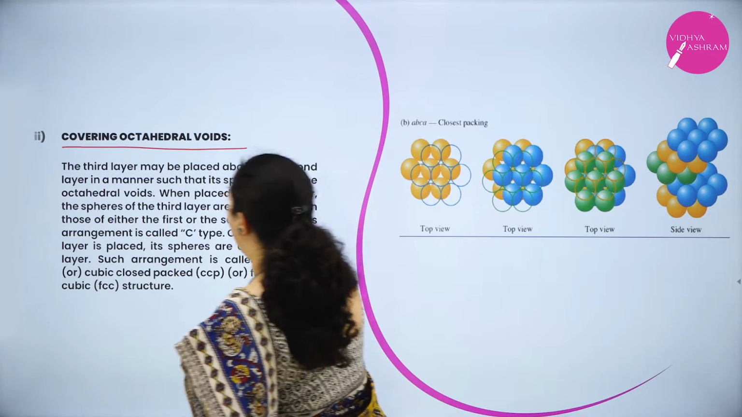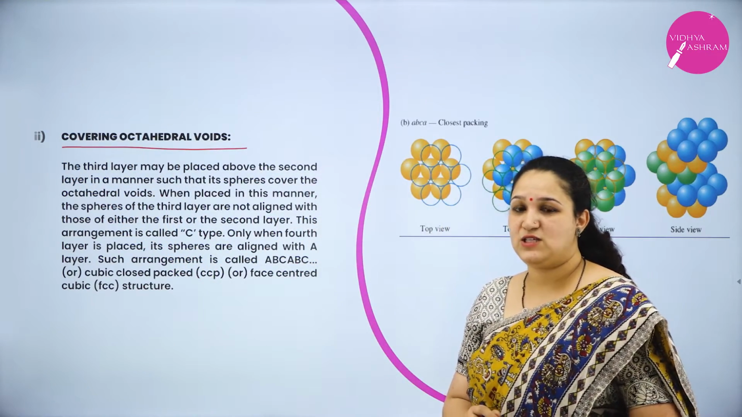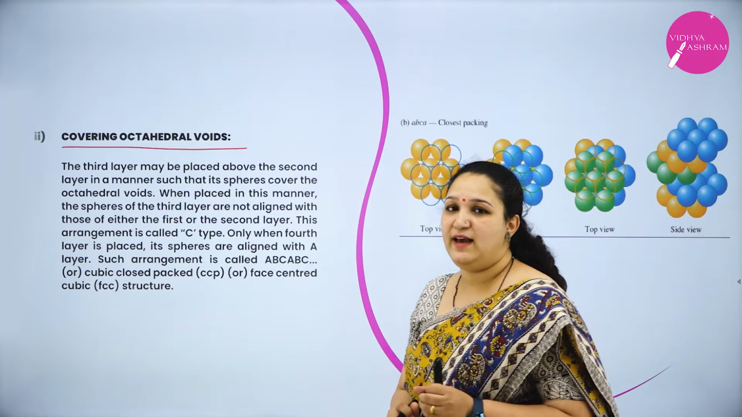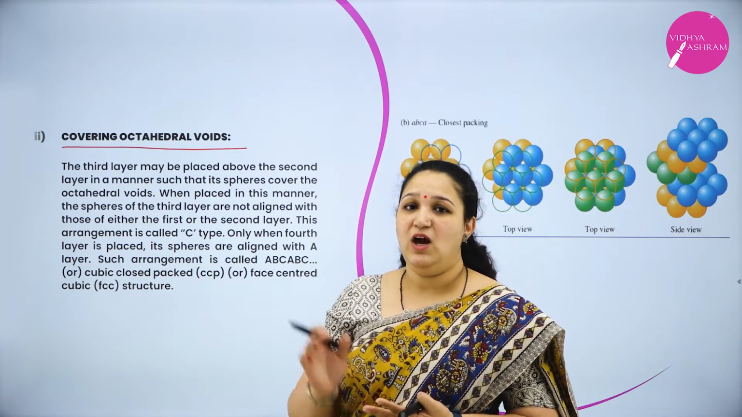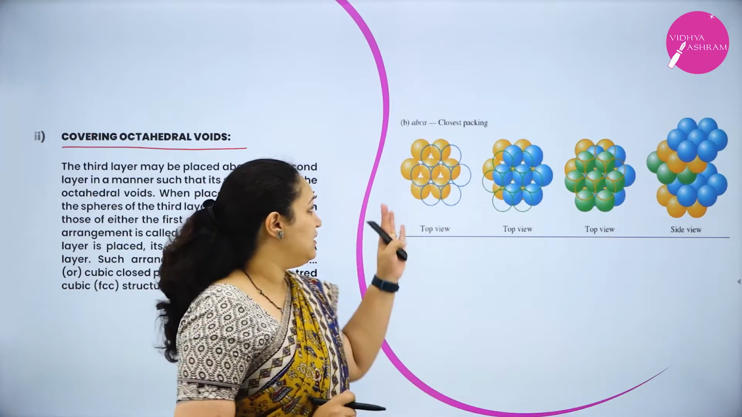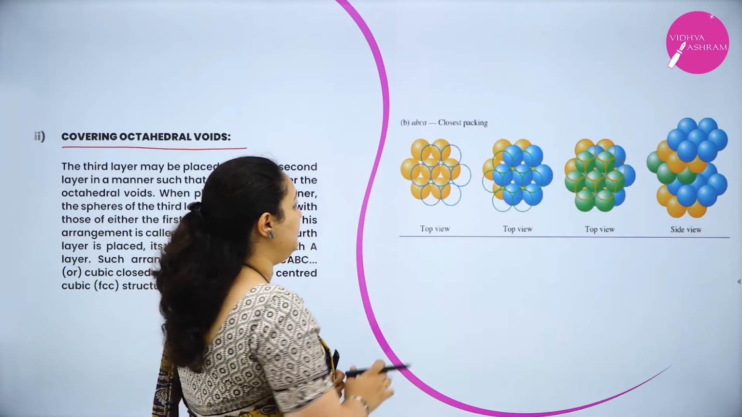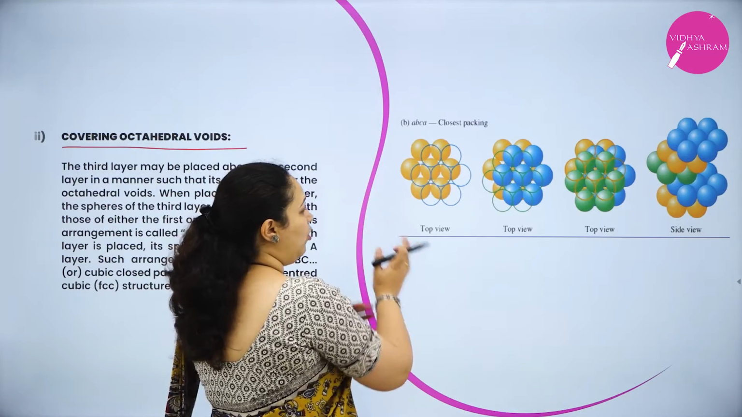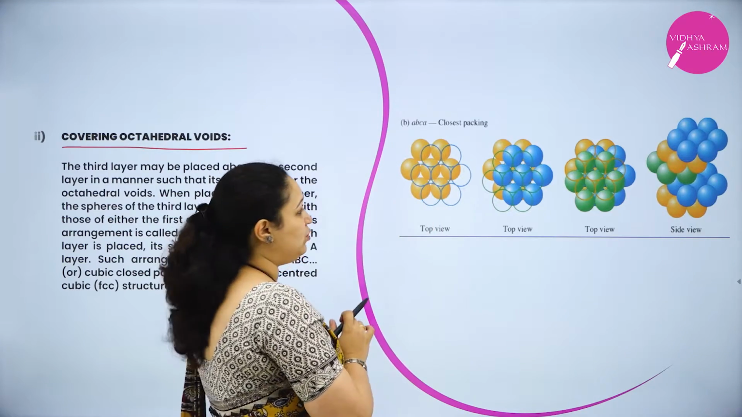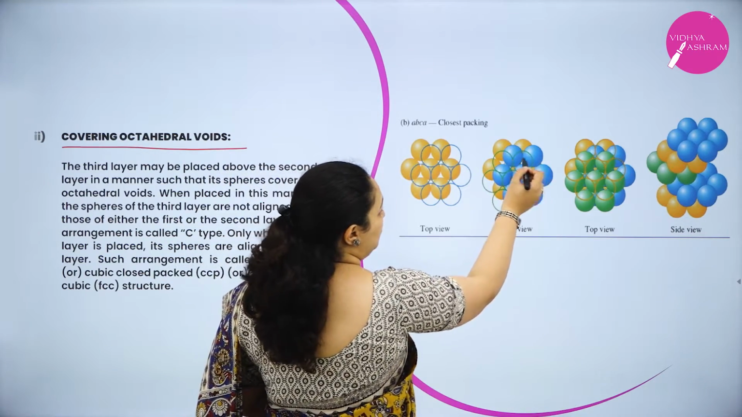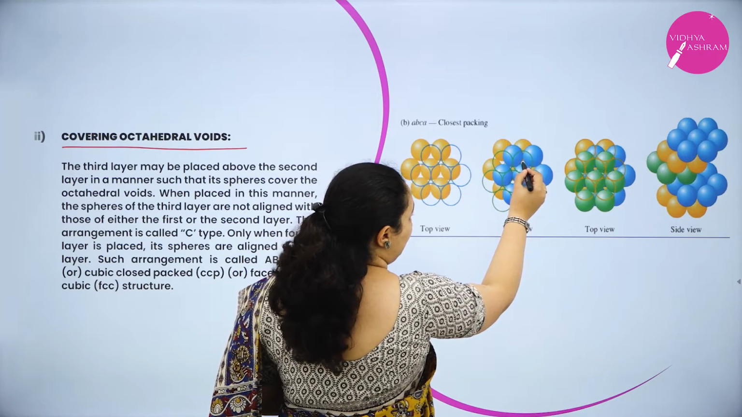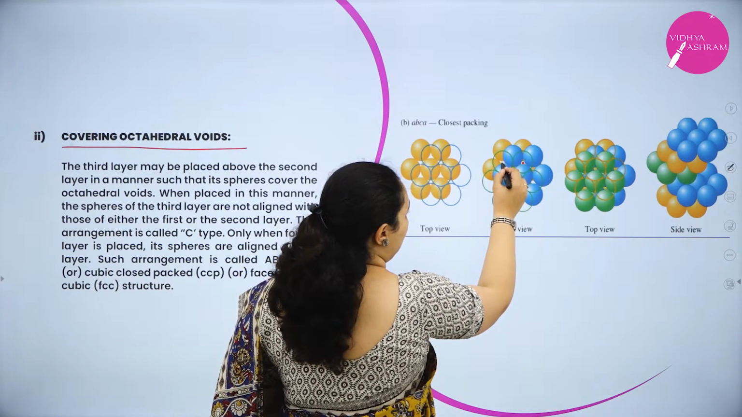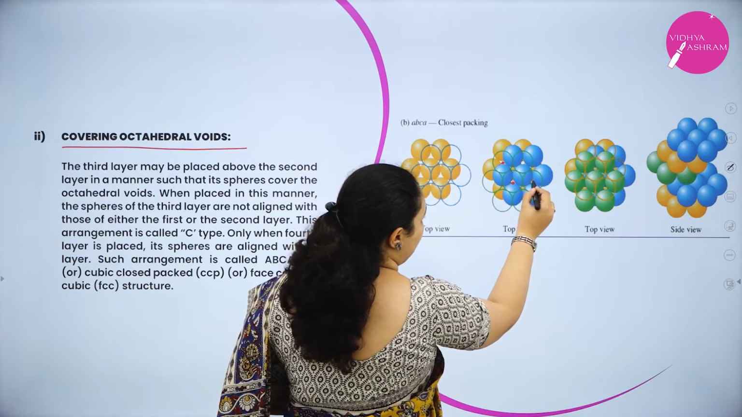So the next one we have is covering octahedral voids. The last one, this is covering the third layer. When it is coming, it's covering the octahedral voids. You can see here, I shall explain with this diagram. I have my first layer. Over that there is a second layer which is shown in blue. You can see the blue color one. These are octahedral voids which are formed. Okay, here this is the octahedral void, this is octahedral void.